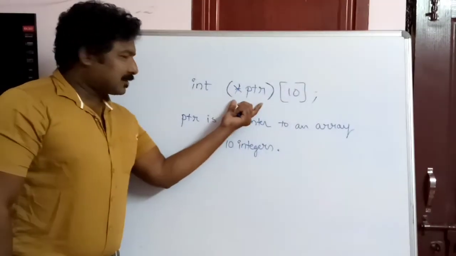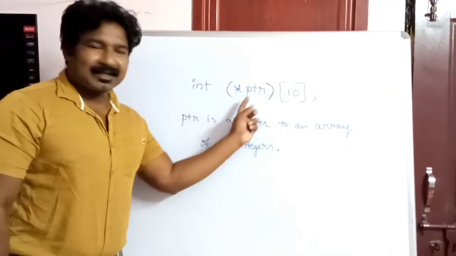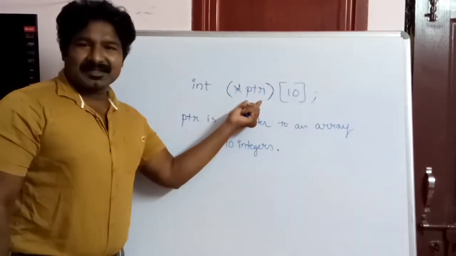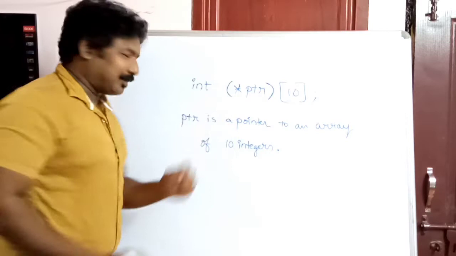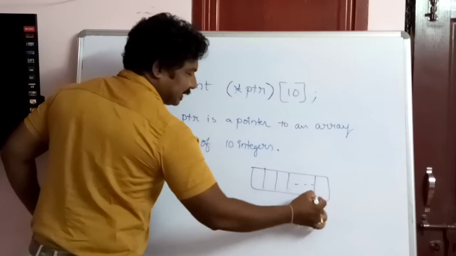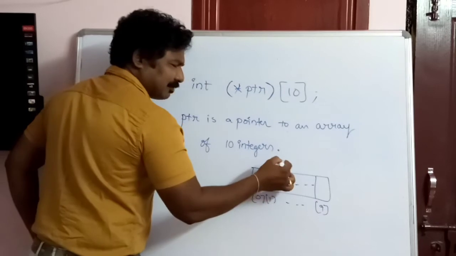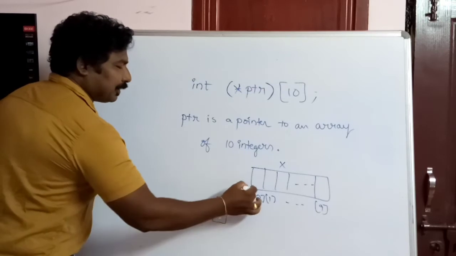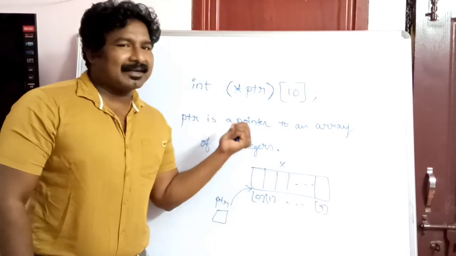Please look at this particular declaration, friends. This int star ptr is inside the parenthesis, and this is size 10. That means this pointer star ptr is declared to point to an array of size 10 elements. If there is an array where I have these 10 elements, 0, 1, 2 until 9, and this is some array x or something, then this pointer is declared to point to that array of 10 integers. That is the meaning of this one.